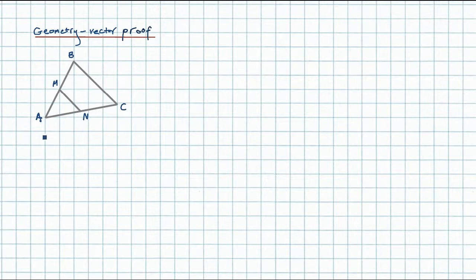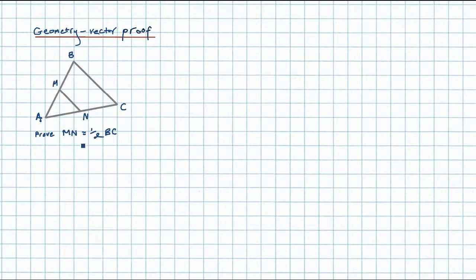According to our theorem, MN is half of BC, right? So I'm going to write that down because that's the thing we want to prove. Okay, we want to prove that MN is half of BC. Okay, so simple so far, yes? Let's go ahead and do it then.